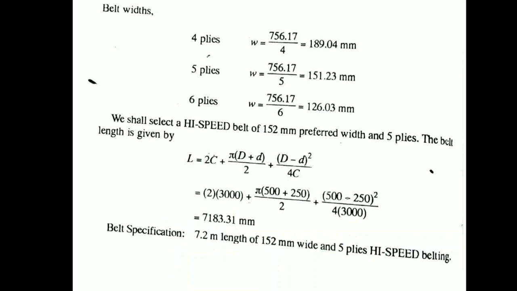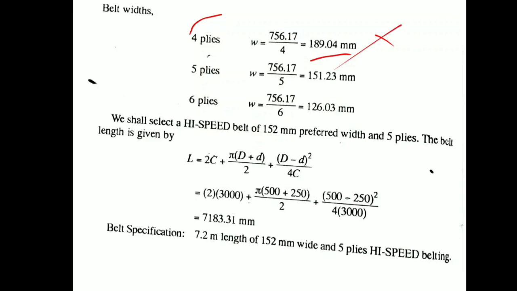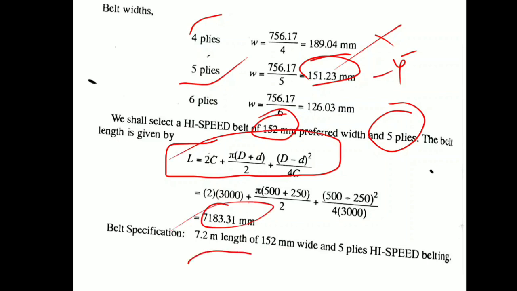So for the number of ply, after dividing this by 4, the value is not situated in the chart, so I skip it and went to the 5th ply. This value is nearer to 152, so that's why my selected value is 152 mm width for the 5 ply system. And the last step is to calculate the length of the belt drive. So with the direct equation, we'll get 7183 mm, or we can say 7.2 meter, with 152 mm width and a 5 ply system. Okay, please revise it, do it from your side, practice it. Okay, thank you.